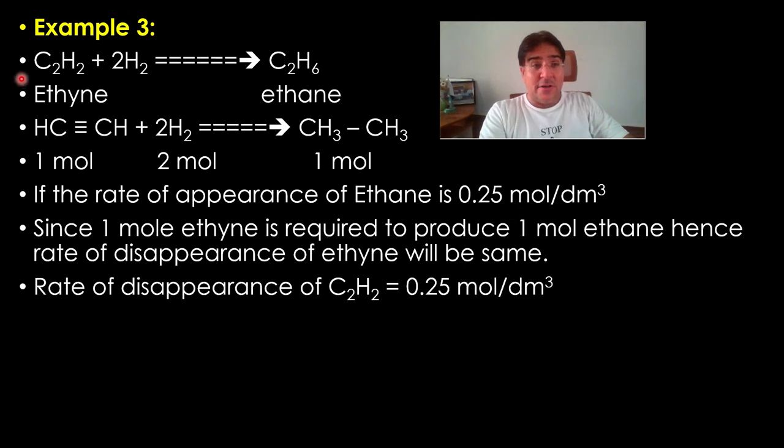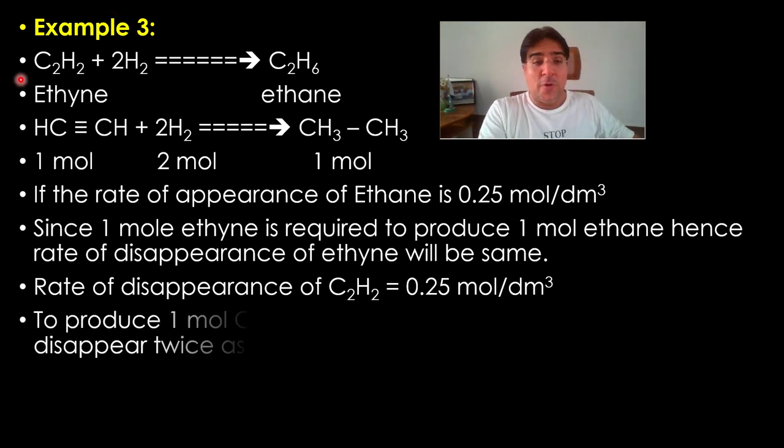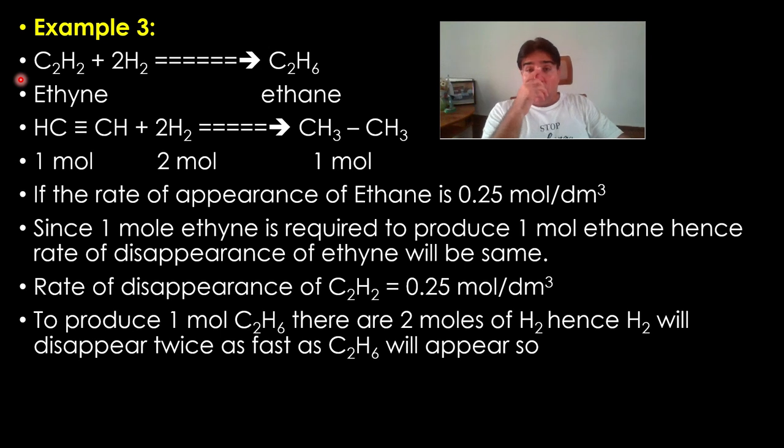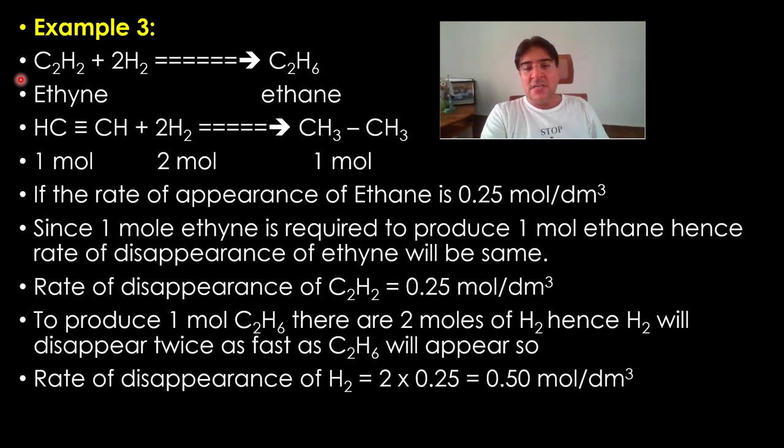Next is the 2H2. So what happens? To produce 1 mole C2H6, 2 moles of H2 are required. So the H2 will be consumed at double speed. So if 0.25 is the rate for the ethane, just multiply to get 0.50. Suppose if it was 3H2, it will be into 3, 0.75. Common sense? Thank you so much. It was a common sense question.